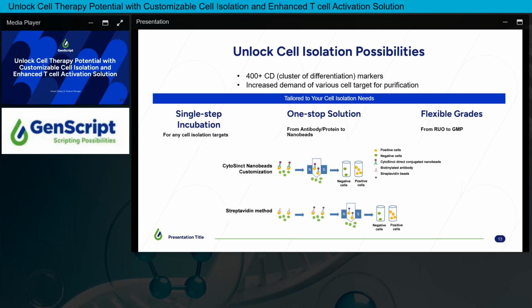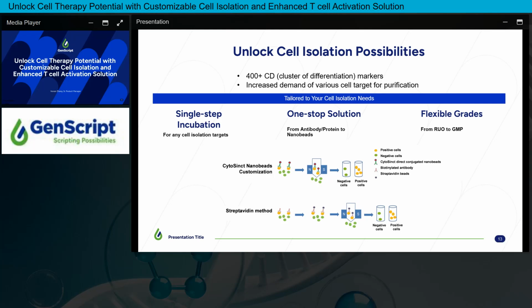So to further support that, the research needs to start from purified cells for the downstream analysis or further expansion. However, it is currently not fully enabled in the market to isolate any type of cells using magnetic beads in a single step. The traditional method is to use a biotinylated conjugated antibody together with streptavidin beads to isolate the cells.